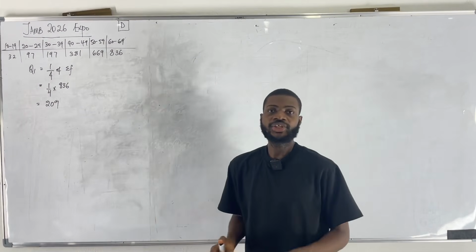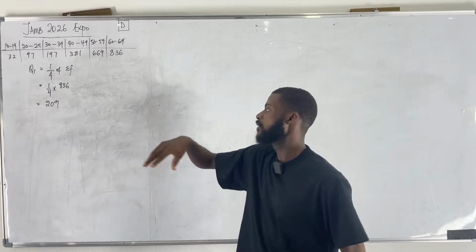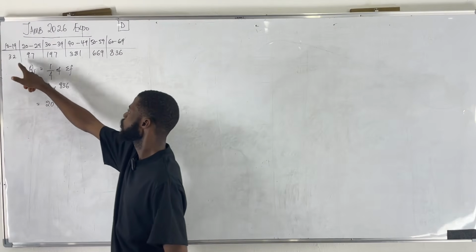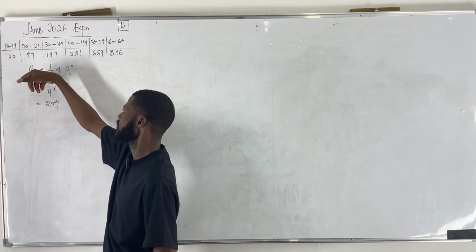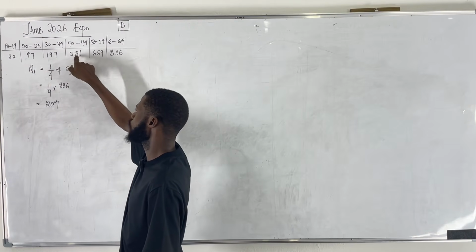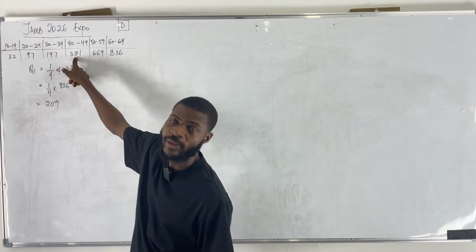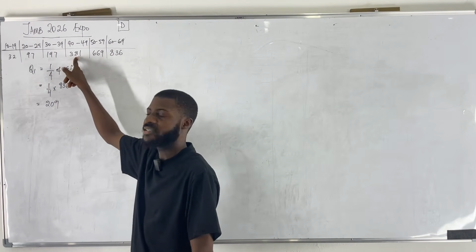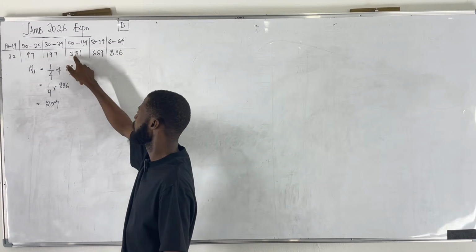So that means the position of the class will be where our sum of frequency is 209. So the sum here was 32, sum here was 97, sum here was 197. So this is where our sum will be 208. Take note, they've already summed it up. That's what they call cumulative frequency. If they've not, then we have to do it ourselves. But in this case, they've already summed it up.